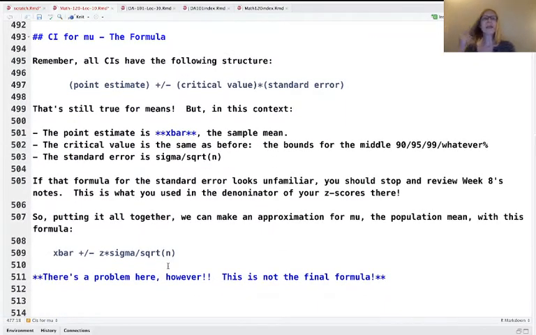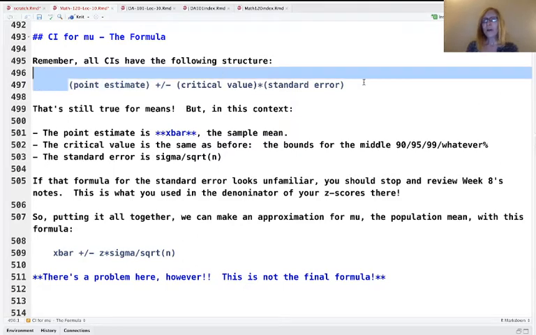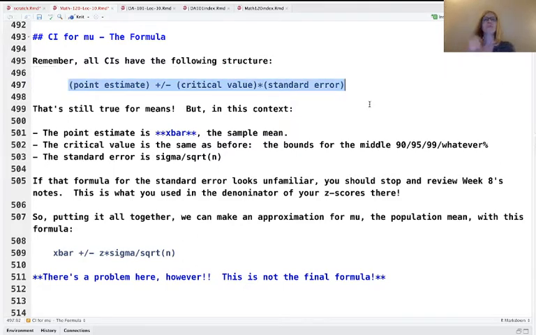So let's think a little bit about the formula. You guys already know the idea for a confidence interval, so I'm going to dive into thinking about the actual math behind this stuff first. Remember, all confidence intervals have the same structure. We saw this last time. All the confidence intervals we do in this class, including the ones from last time and the ones we're about to do, have this same structure.